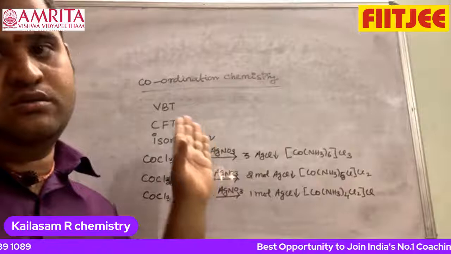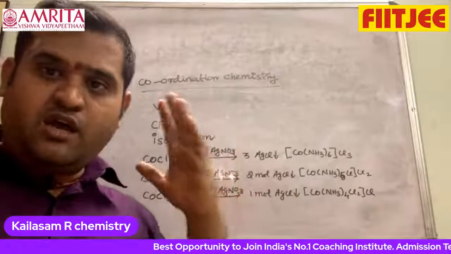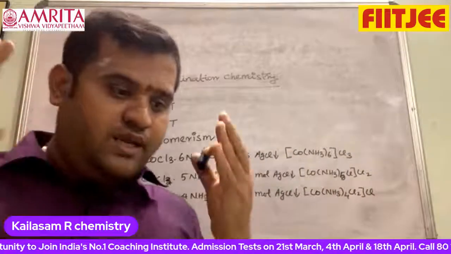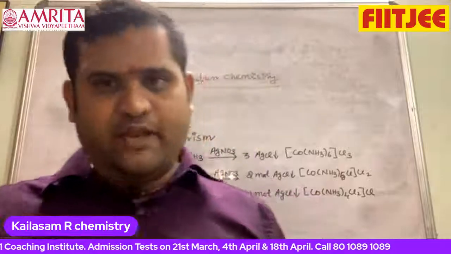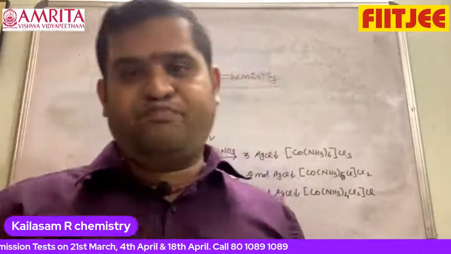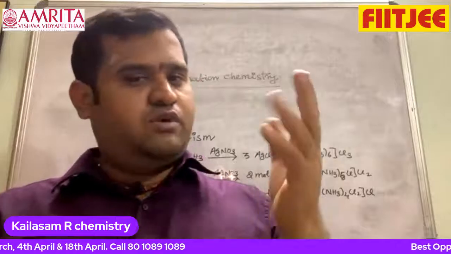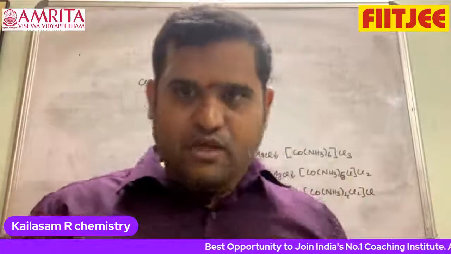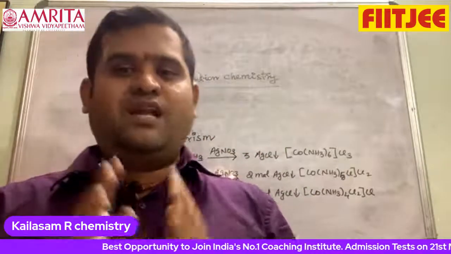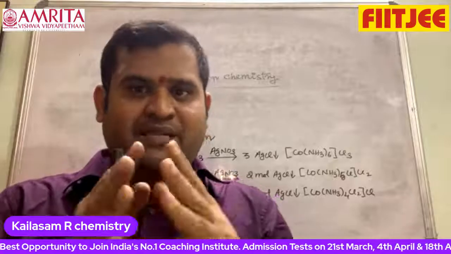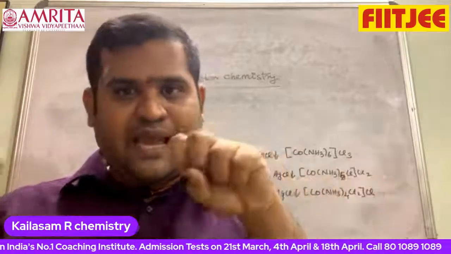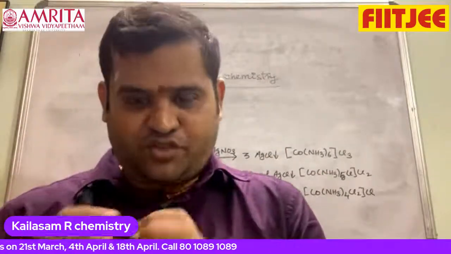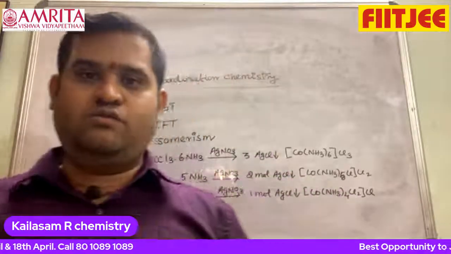The next theory is called valence bond theory. Valence bond theory gives information about the geometry of the complex, based on coordination number 2, 3, 4, 5, 6. The central metal atom has many empty orbitals. The empty orbitals can overlap with ligand orbitals, which gives hybridization, and the hybridization gives the geometry of the molecule.